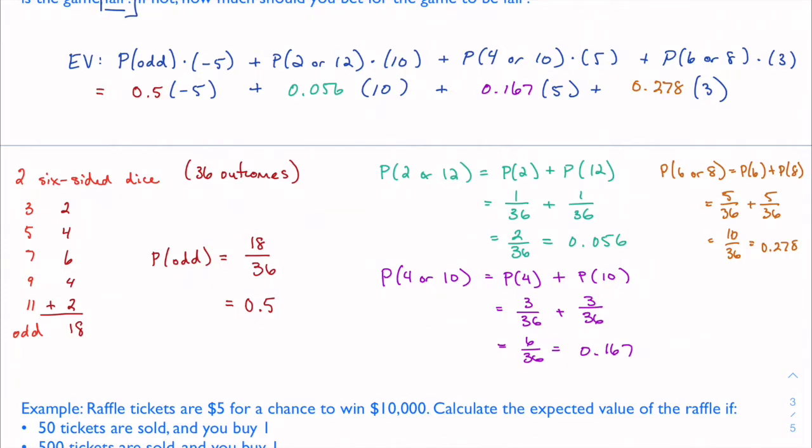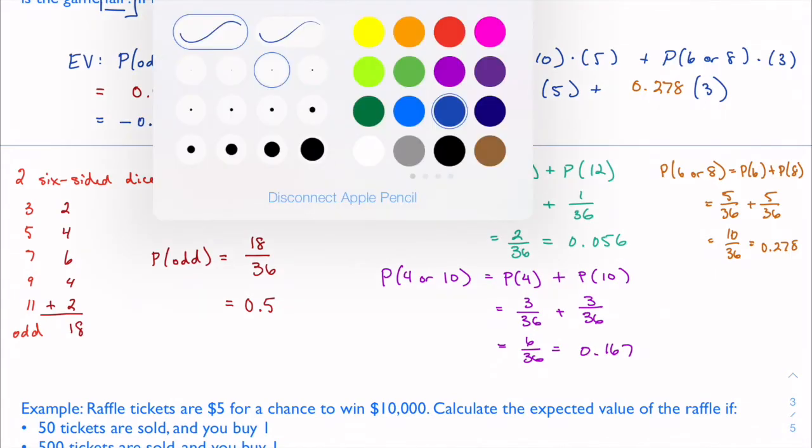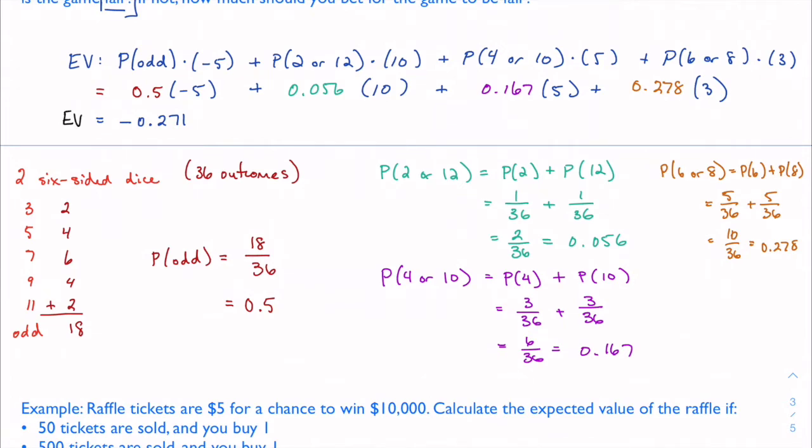So now I have my formula, right? We've done all this probability work. I'm going to add all these up, so I'm going to multiply everything together. I'm going to add everything up, and I've already done it to save ourselves some time. And the expected value of this game is negative 0.271. So is the game fair? Theoretically, no. This game is not fair because my expected value is negative, right?